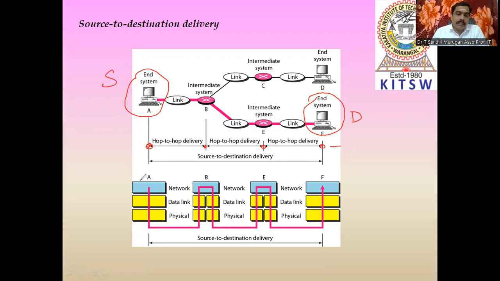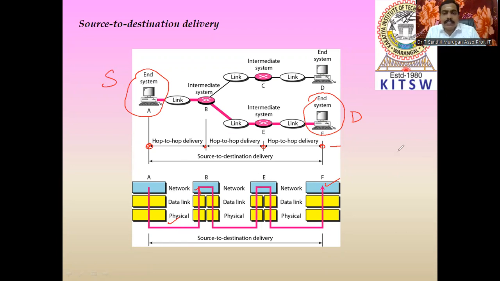But in the network layer, it will reach up to the destination. So you see the arrow mark. In the previous diagram, the arrow mark went only up to this point. After that it is not considered. This link is only for delivery, that is the hop to hop delivery. In source to destination delivery, it will reach up to the destination. So this is source to destination delivery.